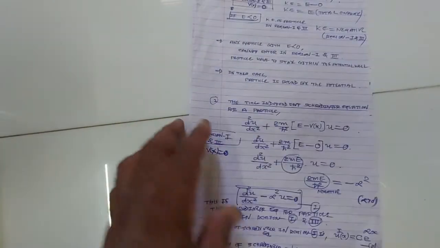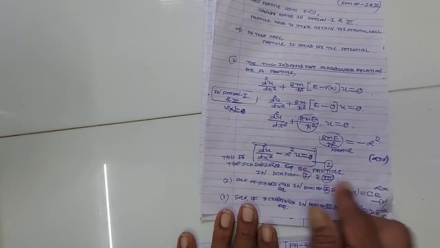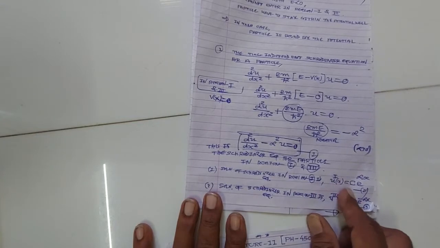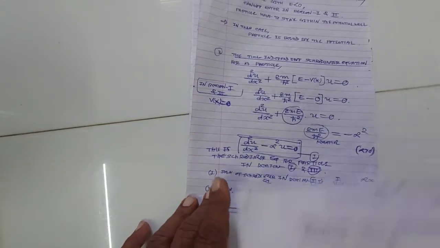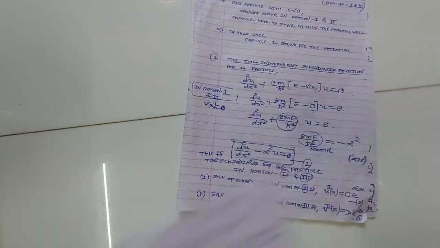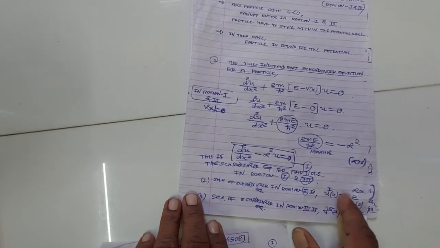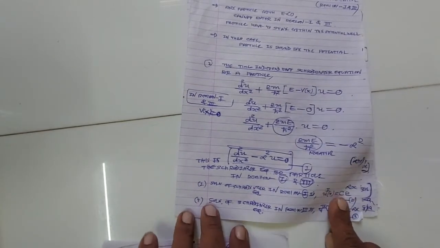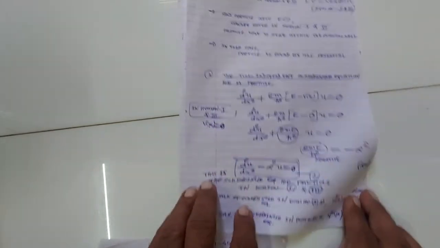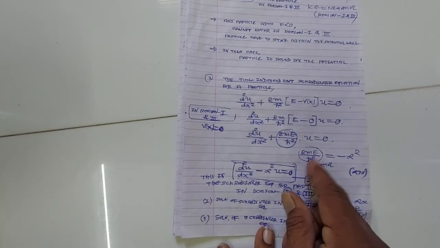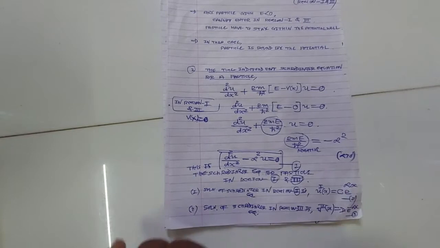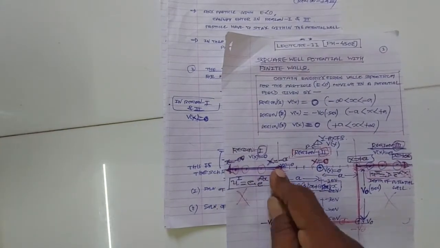Now let us write out the solution of this equation. This is the Schrodinger equation for regions 1 and 3. The solution of the Schrodinger equation in region 1, u1(x), is c e^(αx), where c is an unknown constant, e^(αx) is an exponential function, alpha is the square root of 2m|E|/ħ², and for region 1 the value of x is from minus infinity to minus a.